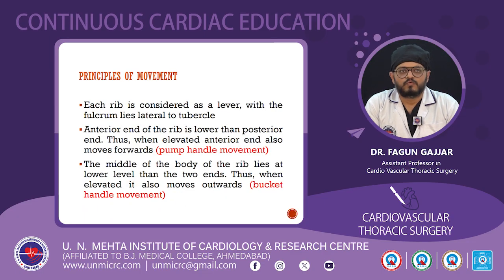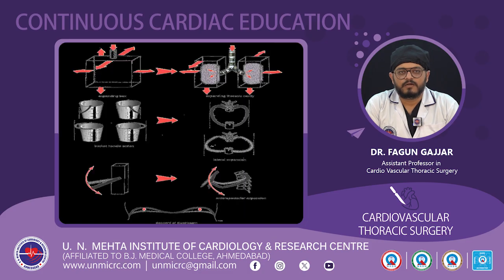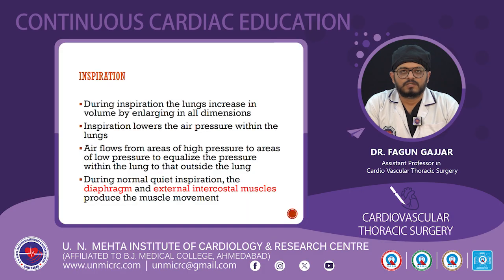The principles of the movement: each rib is considered as a lever with its fulcrum lying lateral to the tubercle. The anterior end of the rib is lower than the posterior, thus when elevated, the anterior end also moves forward, which is known as the pump handle movement. The middle of the body of the rib lies at a lower level than the two ends, thus when elevated, it also moves outwards, hence it is known as the bucket handle movement. This figure represents the pump handle and the bucket handle action.